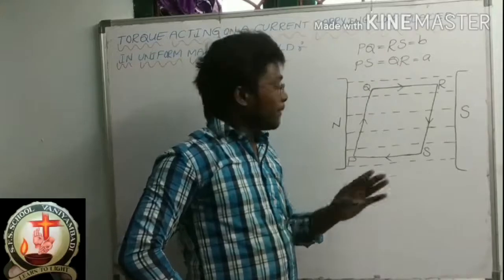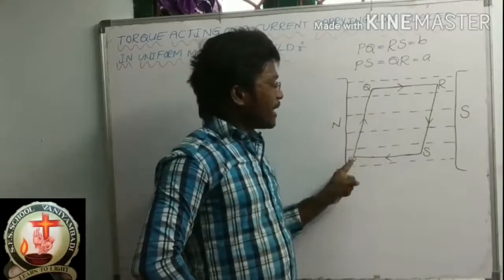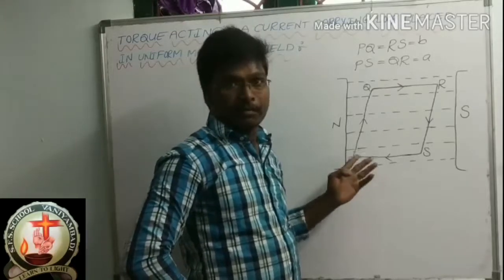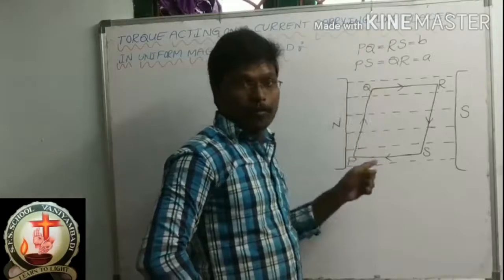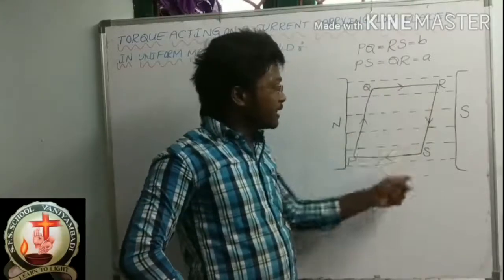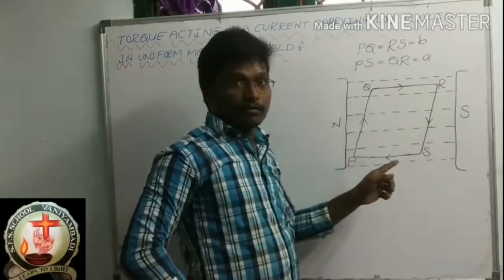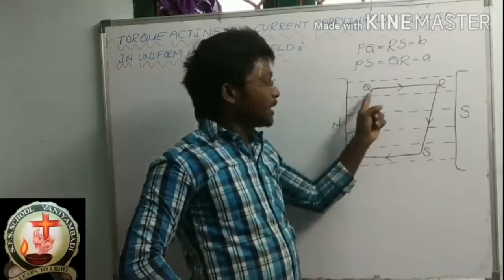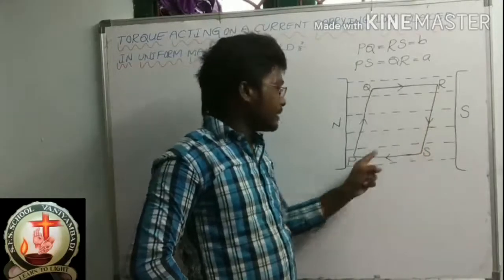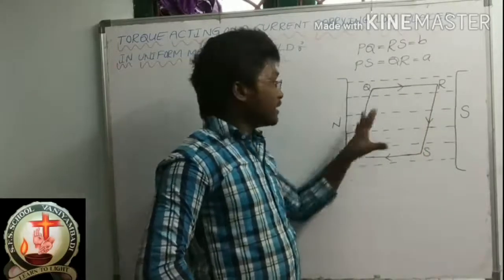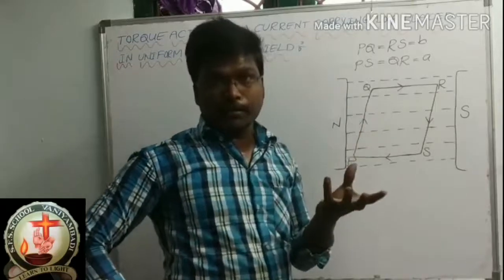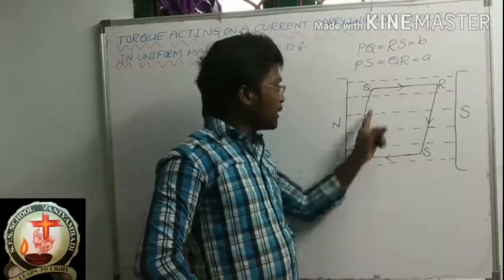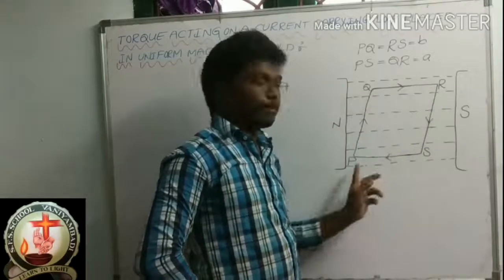Okay. So here, this is one part. That means this is one wire. Otherwise, this is one rod. And this is another wire. This is another wire. This is another wire. That means this is one conductor. PQ is one conductor. QR, RS is one conductor and SP is one conductor. Okay. This loop is the combination of 4 conductors. What are those conductors? PQ, QR, RS, SP.